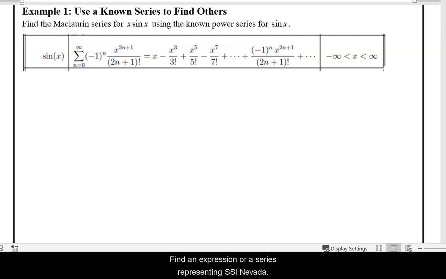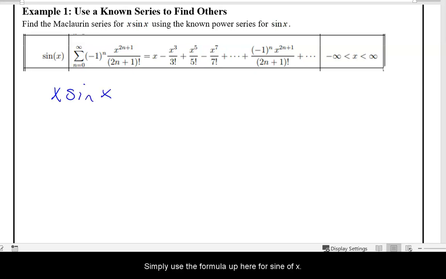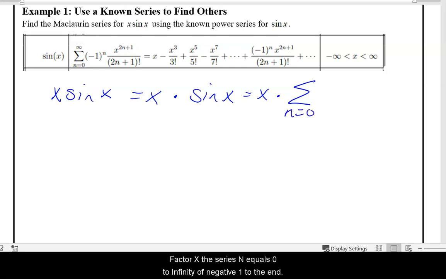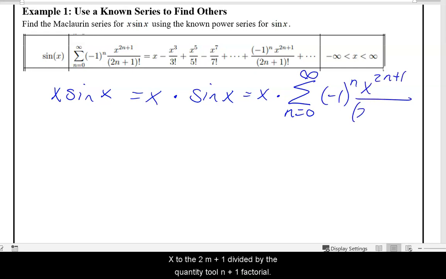To find a series representing x sine of x, we'll simply use the formula up here for sine of x. The only difference is x sine of x has an extra x at the beginning. So while this is a fairly simple problem, it does give us the power of using a power series. So again, we can simply write this as a monomial x factor multiplied by the series n equals 0 to infinity of -1 to the n, x to the 2n plus 1, divided by the quantity 2n plus 1 factorial.